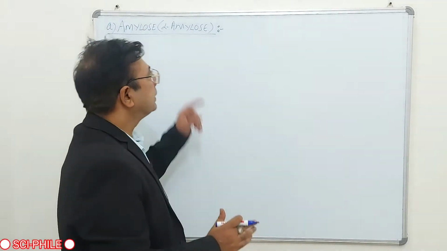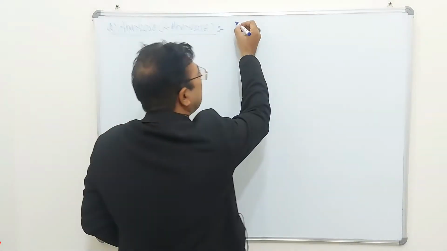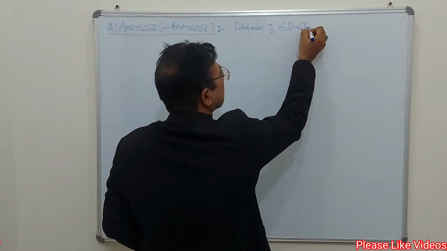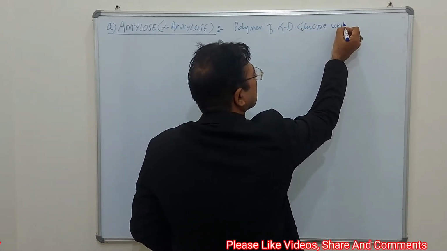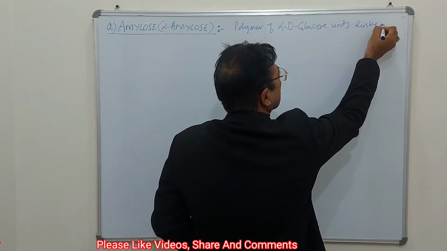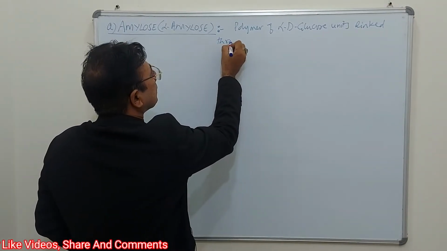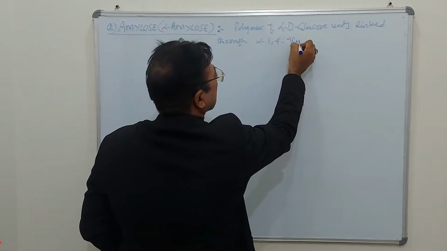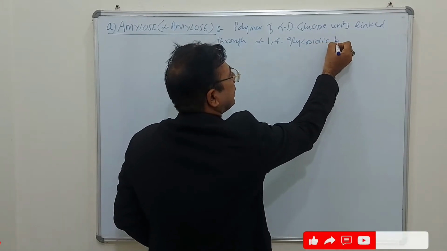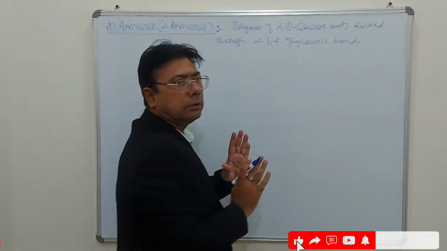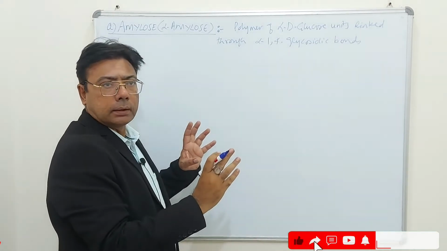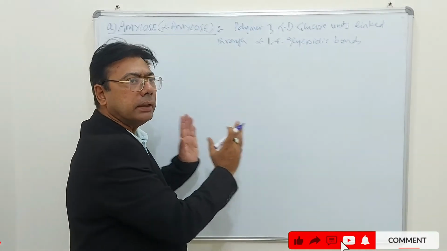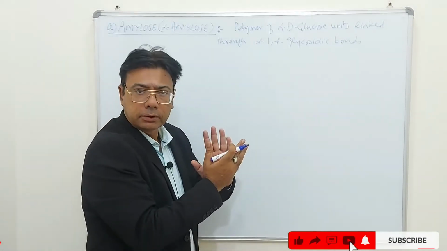So for example, in case of amylose, it's a polymer of alpha D glucose units linked through alpha 1,4 glycosidic bonds. So what you are to do, you are to make several alpha D glucose molecules, and you have to link them through alpha 1,4 glycosidic bond.